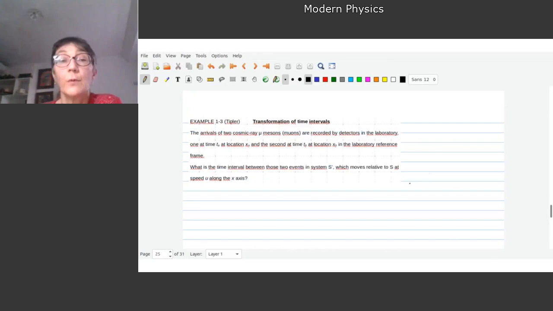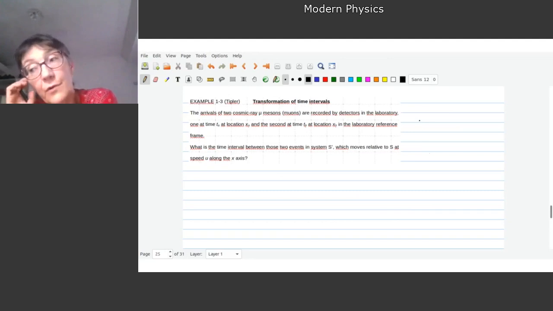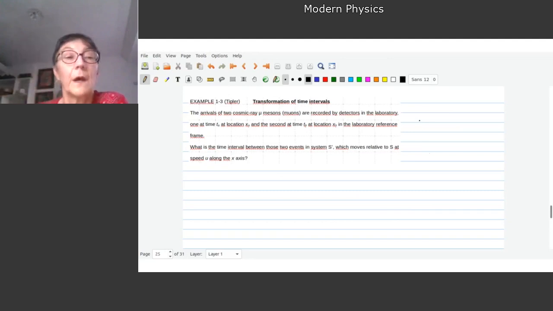It's very simple. We will use a lot of cosmic rays. You have particles which are decaying, for example, so they don't live a long time. This one is a cosmic ray, a mu meson, some kind of particle. They are coming from the cosmos, and they are recorded by detectors in the laboratory.